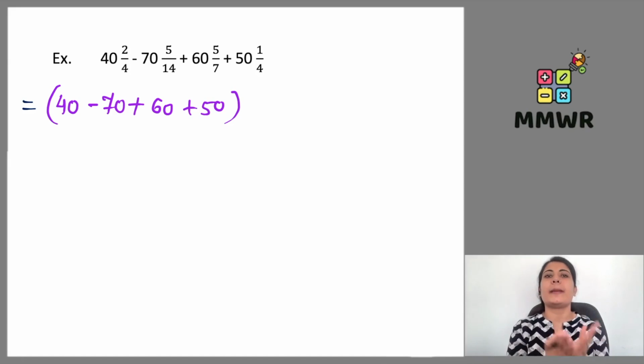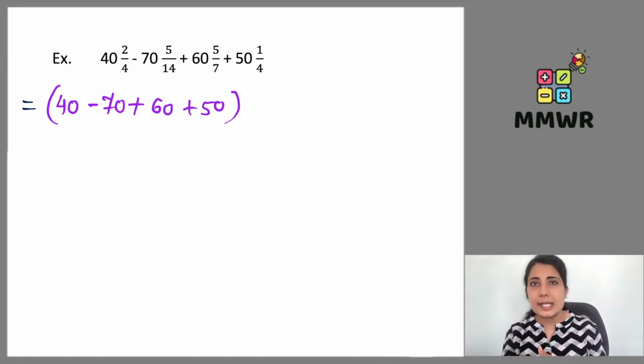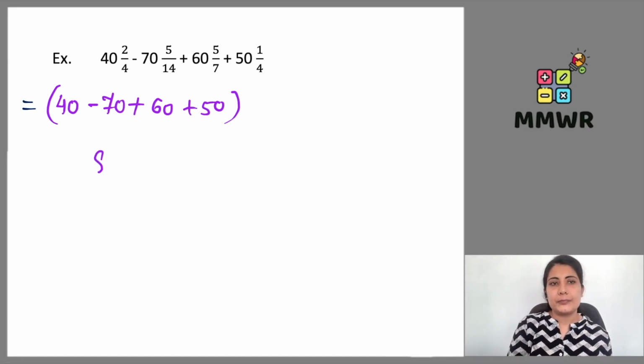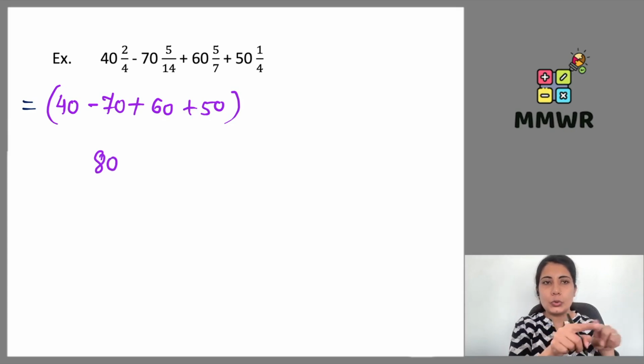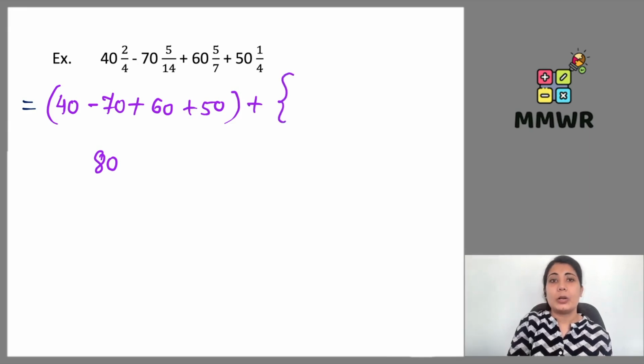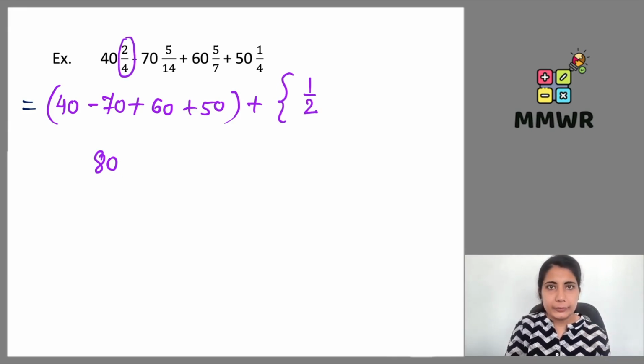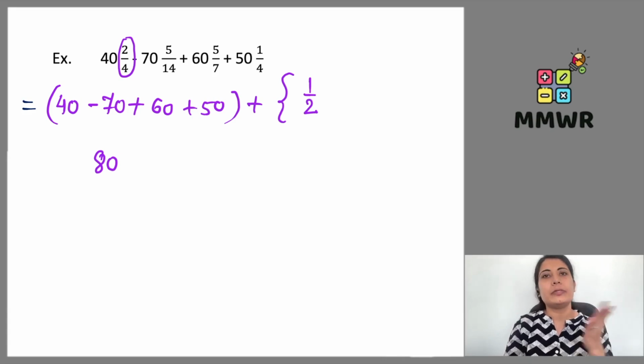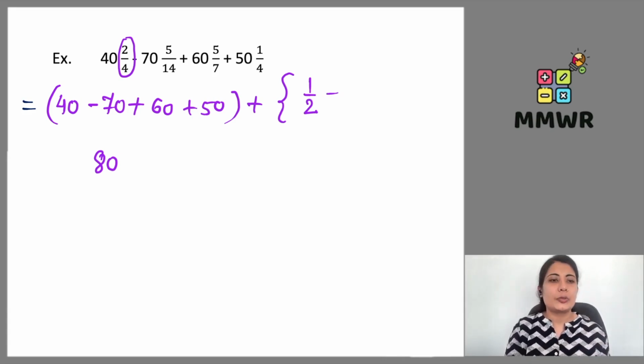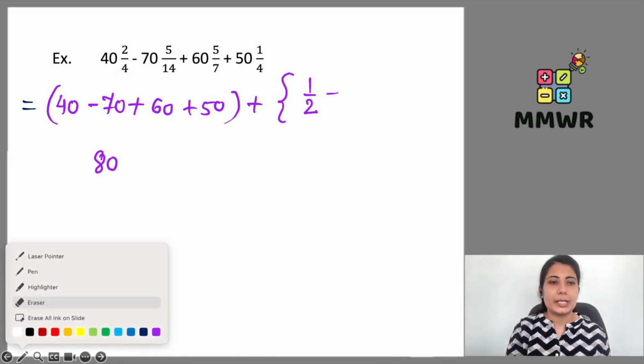40 plus 60, 100, 100 plus 50, 150, 150 minus 70 gives us 80. Or, 40 plus 60, 100, 100 minus 70 is 30, 30 plus 50 is 80. This whole part is going to give us 80. Now coming to the fractional part. 2 upon 4 can be written as 1 by 2. We can simplify it furthermore. Why have the bigger equivalent fraction? Right? Big values, big numbers. It is the same fraction, equivalent to 1 by 2 only.